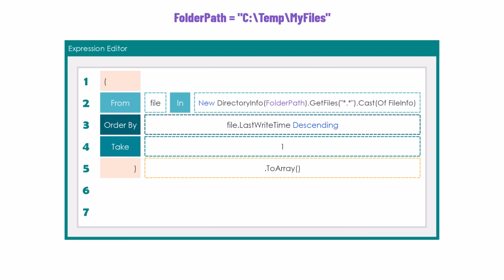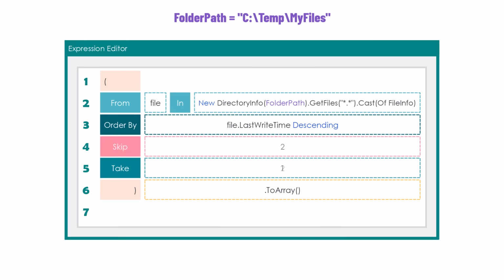I can also get the newest two files from the folder using the same query. I only need to change the number in the take clause to 2. Or I can use both clauses, take and skip, to get the third newest file for example. And so on. I can select the data I need using both clauses.